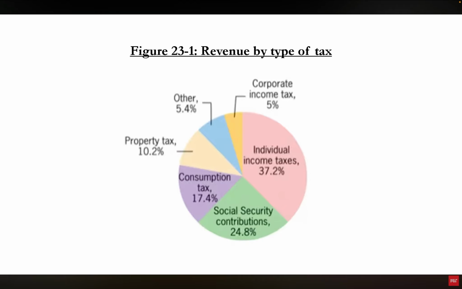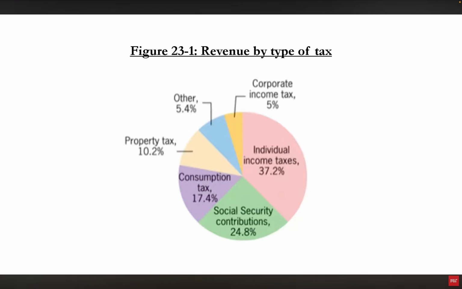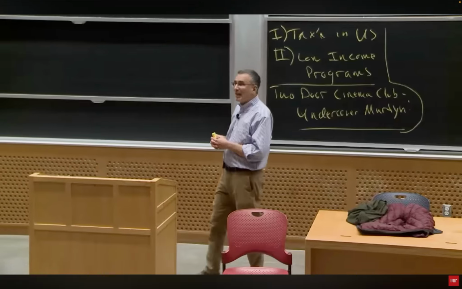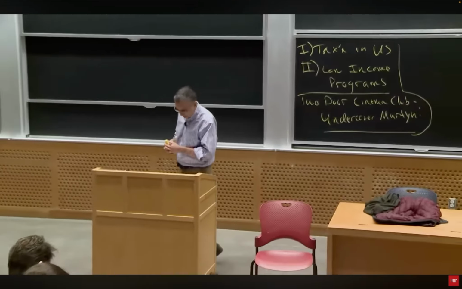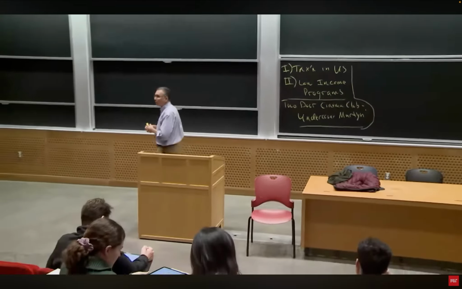The figures will all be from my textbook. Figure 23.1 shows how we raise money in America. This is a simple pie chart. So about 37% of the money we raise in America is from individual income taxes. That's the taxes you file every April 15th. You probably haven't paid much yet, but you will when you're grown-ups.